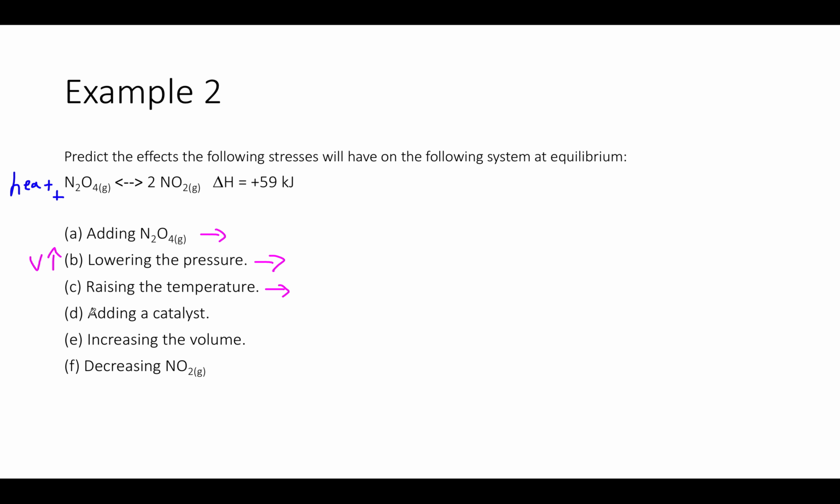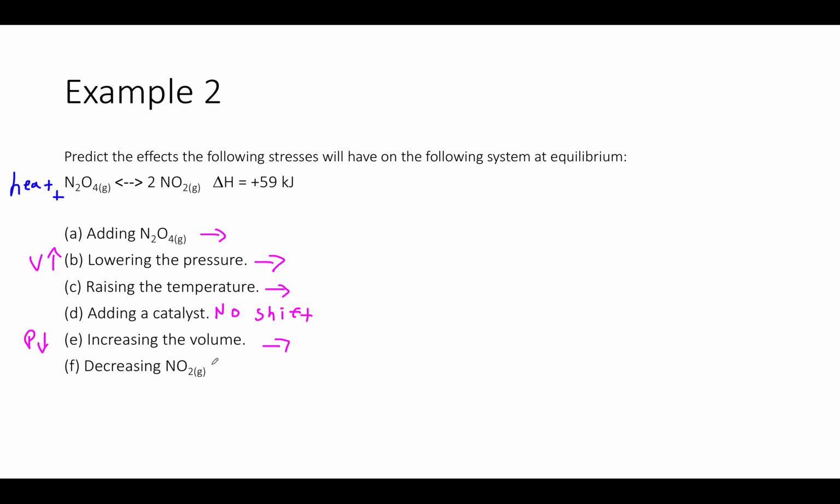Adding a catalyst, okay, this is interesting. Adding a catalyst actually would have no shift because a catalyst does not affect the equilibrium concentration or expression. It just helps us reach equilibrium faster. So a catalyst will never cause a change in equilibrium. If I'm increasing the volume, that's the same thing as lowering the pressure. So that would be the same thing as B. So that would be a shift to the right.